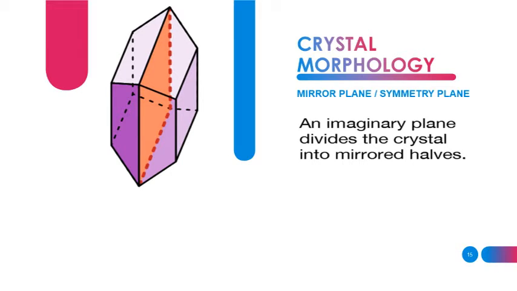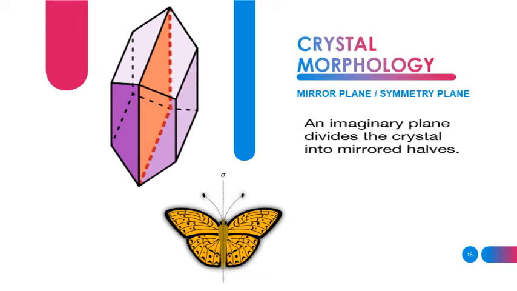So the last symmetry element that is expressed in crystal morphology is the mirror plane or the symmetry plane. A mirror plane is an imaginary plane that divides the crystal into mirrored halves. As we can see in the illustration, the crystal is being divided by a red or pink plane, which means the left side and the right side have an equal size, shape, and properties.